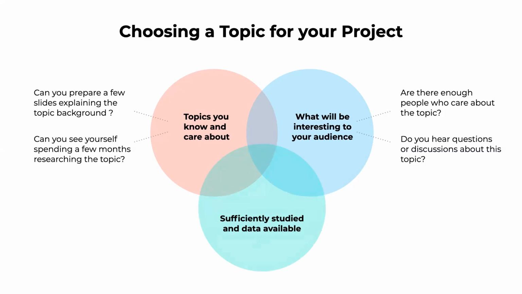Finally, you have to find something that has sufficient data. You probably noticed that if you choose any topic, that doesn't necessarily mean that you can actually find all of the data that you need, right? So sometimes you have to find a topic and then change the topic if you don't have enough data.